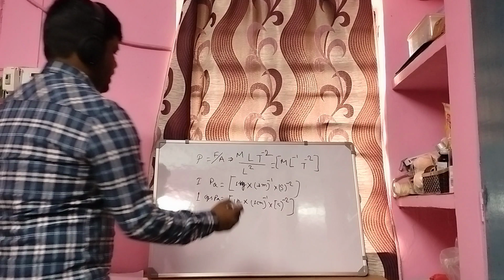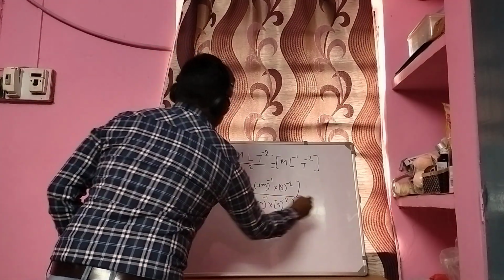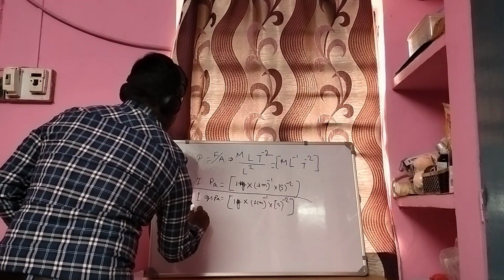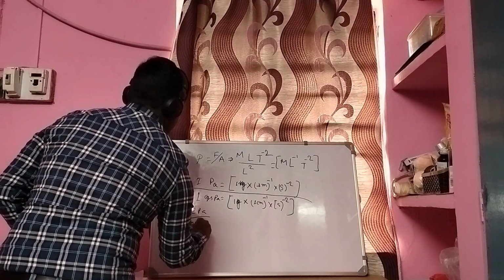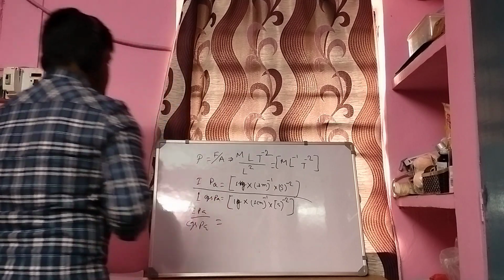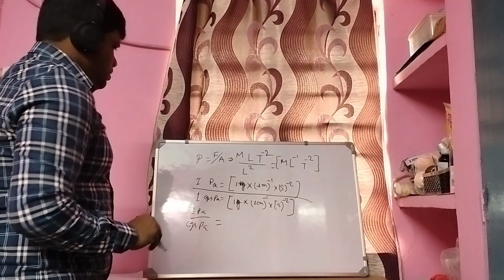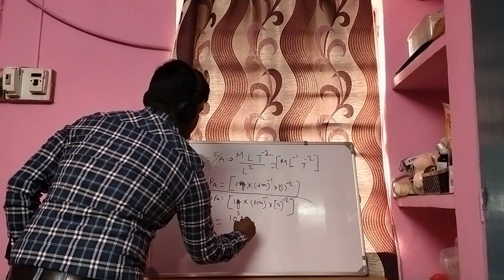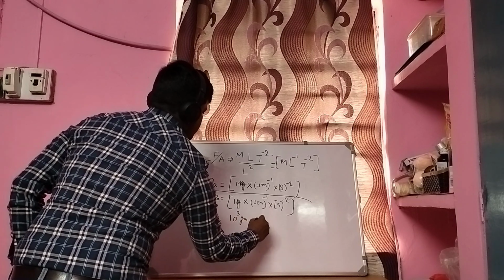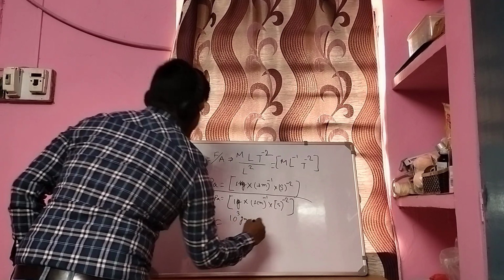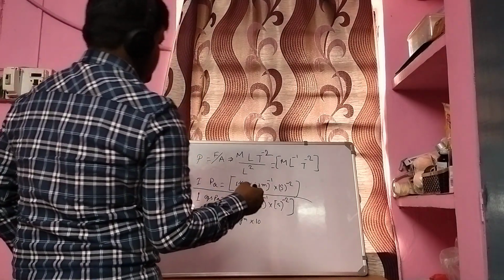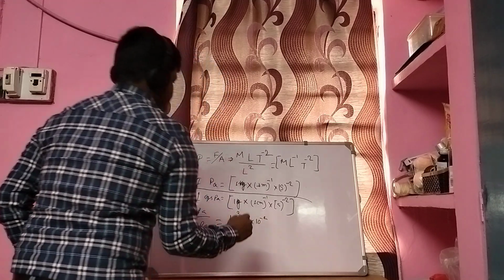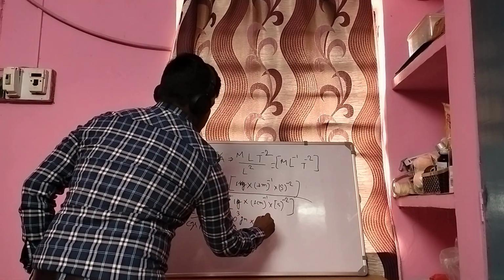Now we are going to divide 1 Pascal by 1 CGS pressure. This must be equal to 1 kg is 10 to the power 3 grams. 1 meter is 10 to the power 2 centimeter.